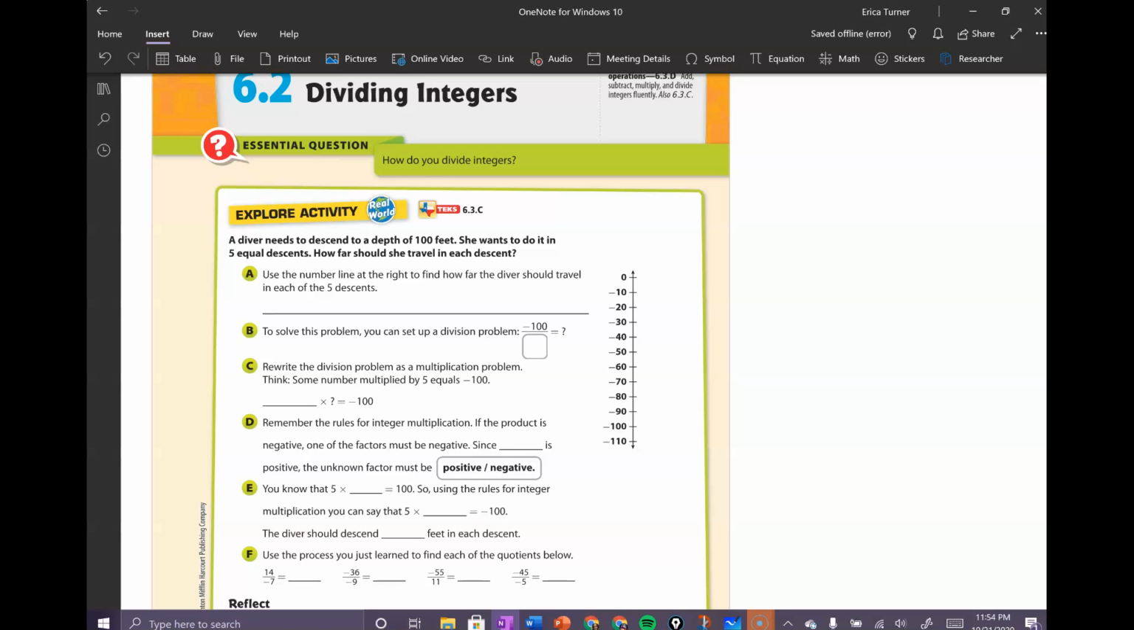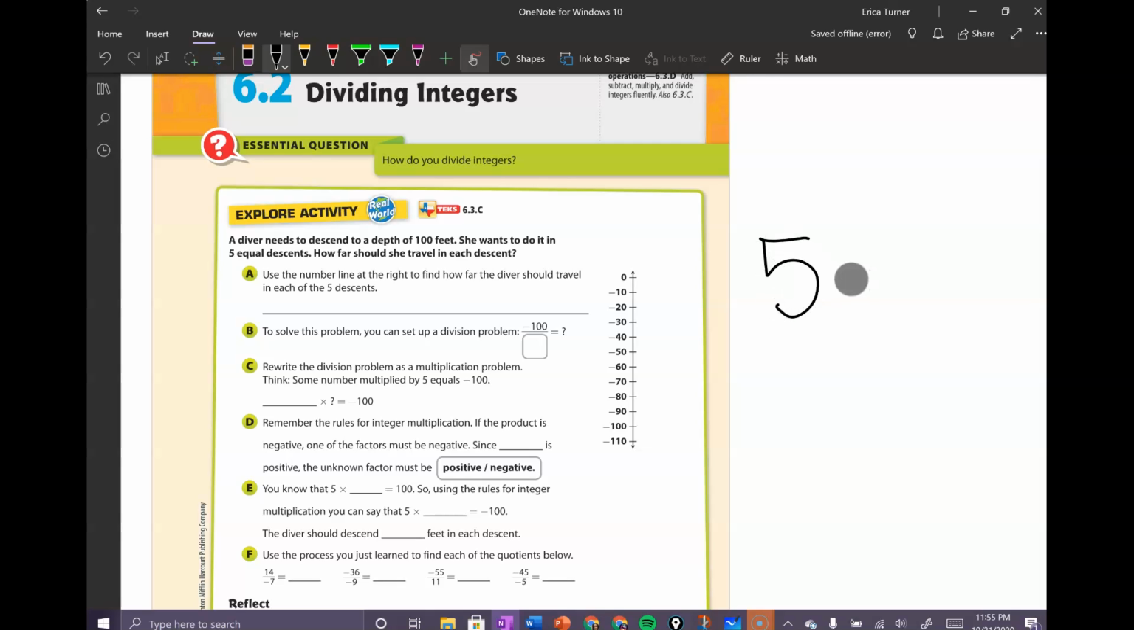In this section we're going to be talking about dividing integers. My essential question for this section is, how do you divide integers? Well, you're going to divide like normal, but you're going to use the same rules that we're applying to multiplication, and we're going to use them for division. Remember that division is the inverse of multiplication, and the word inverse means opposite. So the opposite of multiplying is dividing. Say I had 5 times 2, and that equals 10.